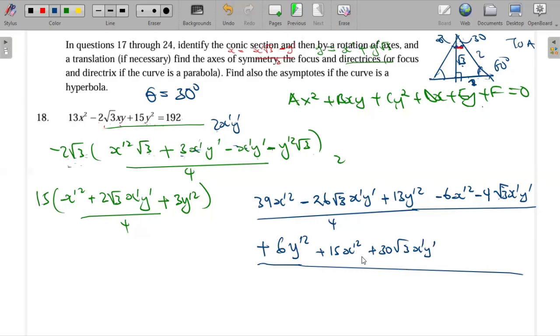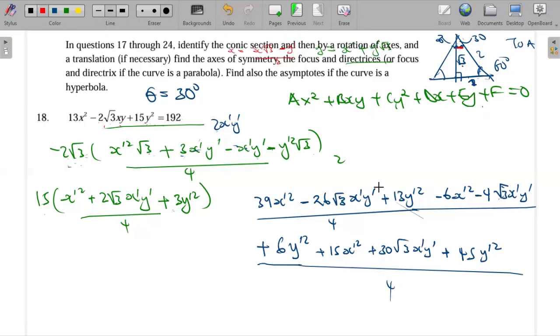Okay, yes. And then you have a 15 multiplied by that there is going to give you, so 15 multiplied by 3 gives us 45. So that's 45 y prime squared. Of course, this whole thing we're saying is over 4.